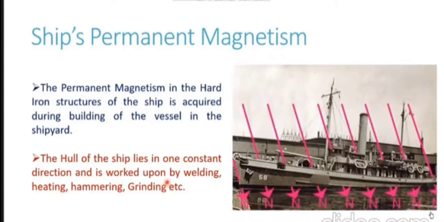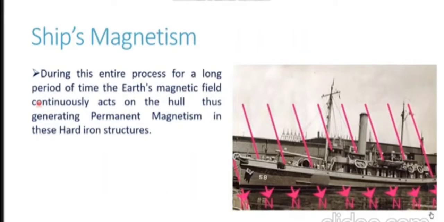When the ship is being constructed, we will be welding the plates, hammering them, bending them, heating them. A high voltage electric current will be passing at the time of welding. So we will be using grinders, cutters, all these instruments on them. So all the ship's plates which are being fitted will be worked upon at the time of shipbuilding. Now during this entire process, which happens over a long period of time, it may take 1 year or it may take 6 months for the ship to be built.